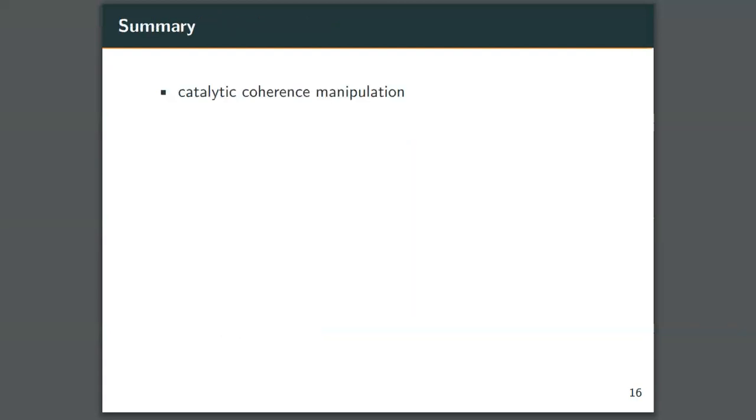So to summarize, we studied this phenomenon of catalytic coherence manipulation, asymmetry, and therefore also somewhat thermodynamics. And our technical contribution is showing that this marginal reducibility, or in some cases correlative catalysis, is a transitive relation. So you can concatenate it, you can merge it into one.